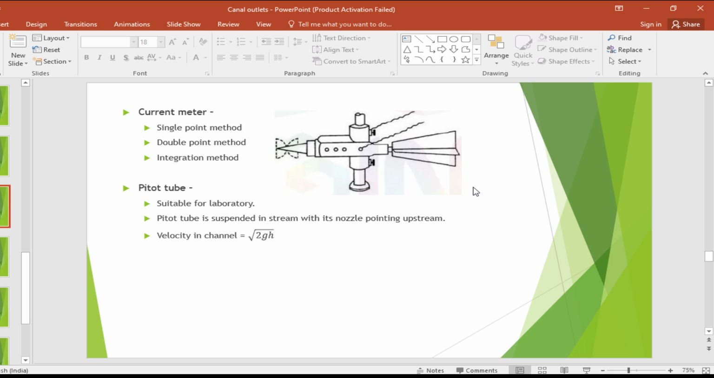Now how to find out the rating of the current meter? I'll explain the working. The current meter is placed in an artificial channel of a known velocity. Now the instrument is suspended in the channel at a suitable depth.